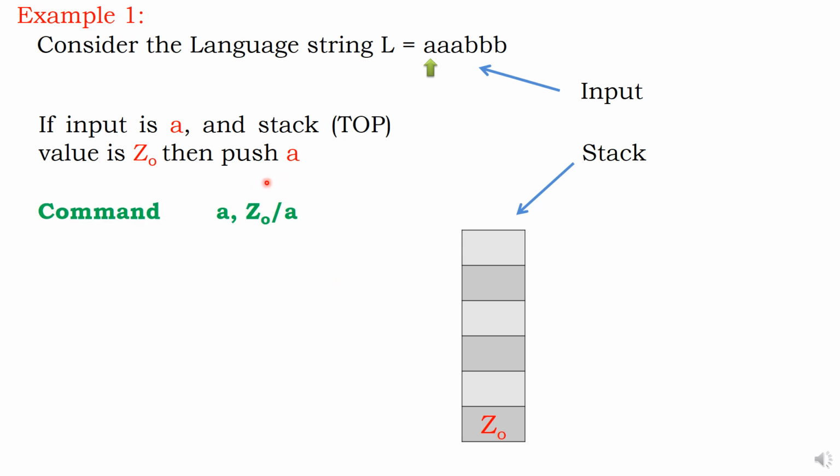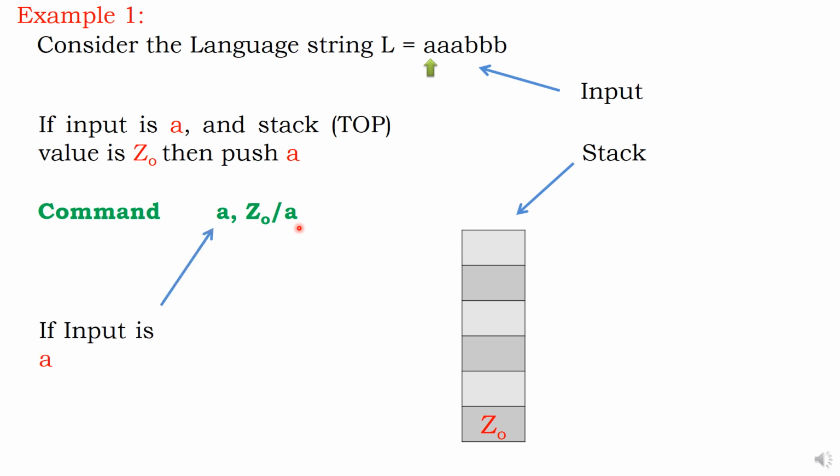What is the command? A, Z0 / A. These two terms are in the order: input, top of the stack. Repeating, input, top of the stack. If both are satisfied, push A. Here any letter I mention after the / means push. If you don't mention anything and just put epsilon, then it is called pop, because for pop you don't need to mention the data.